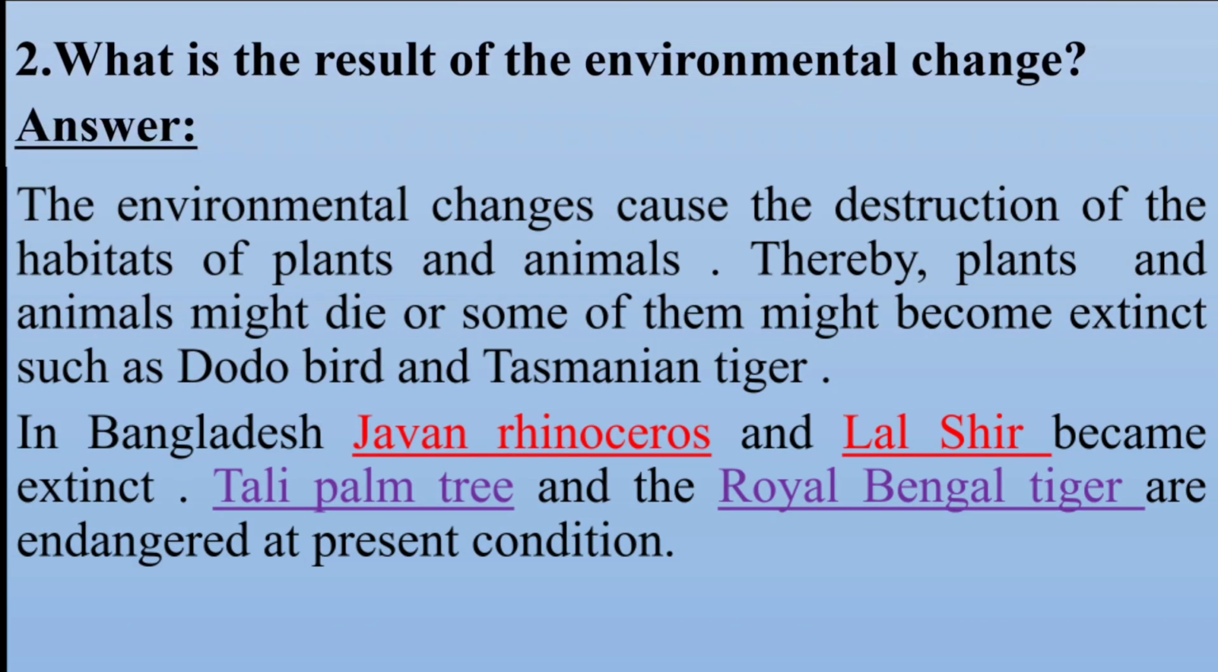So how can we write this answer properly? Again, gathering all this information, we can arrange the answer. So let's see how we can write this answer. The environmental changes cause the destruction of habitats of plants and animals. Thereby, plants and animals might die or some of them might become extinct, such as the dodo bird and Tasmanian tiger. And in Bangladesh, Javan rhinoceros and Lal Shir became extinct. So tali palm tree and the Royal Bengal tiger are endangered at present.